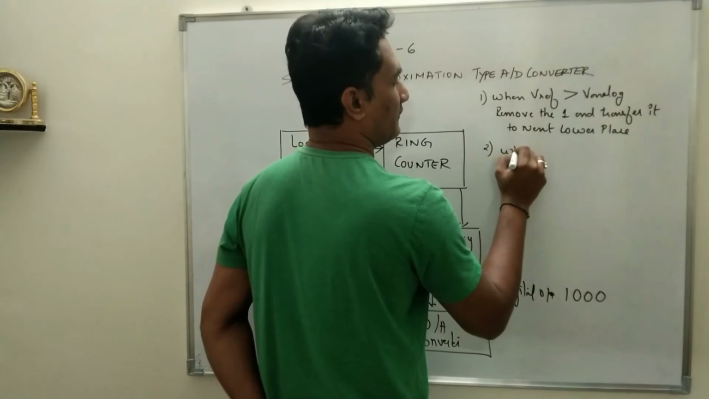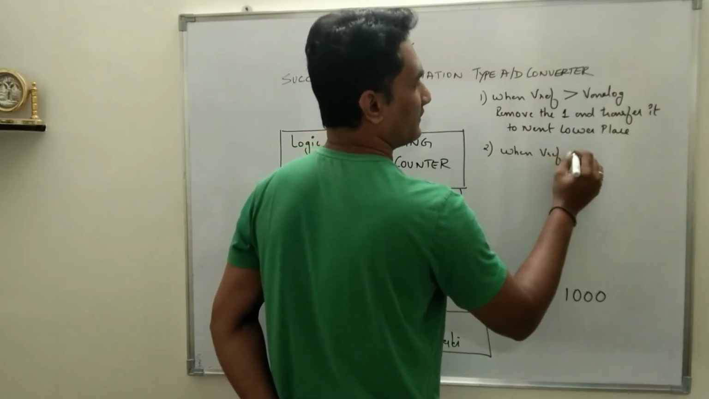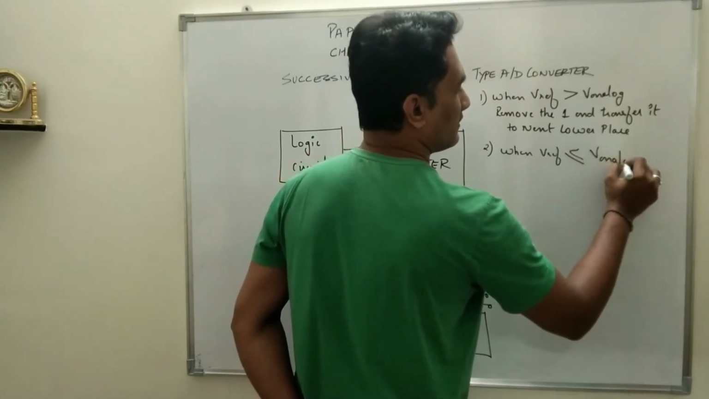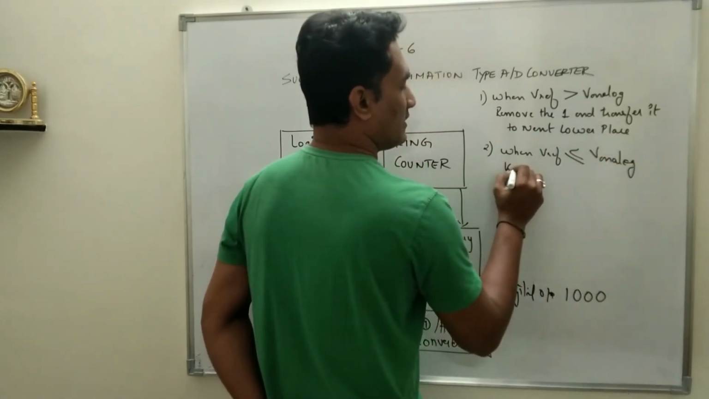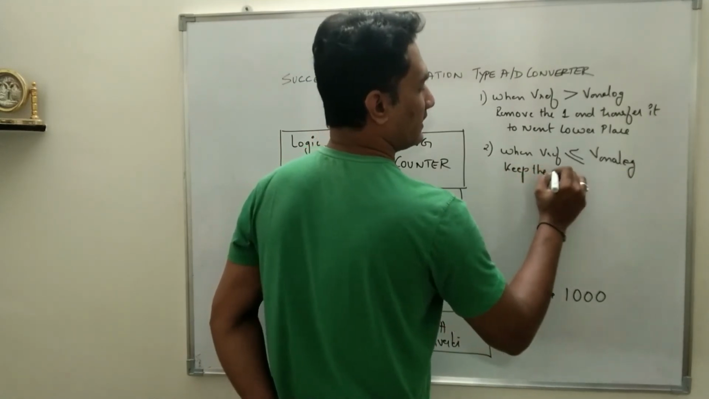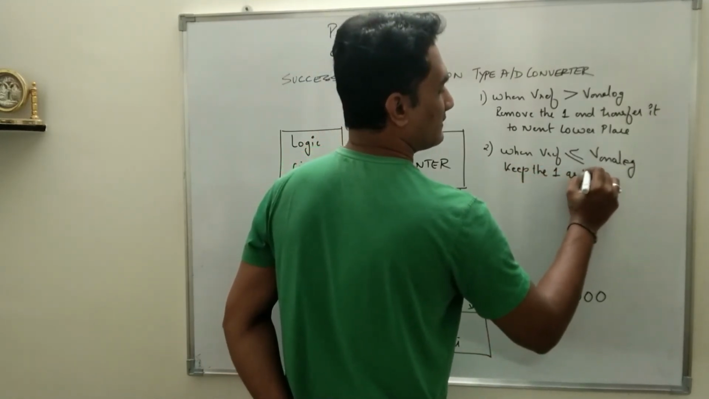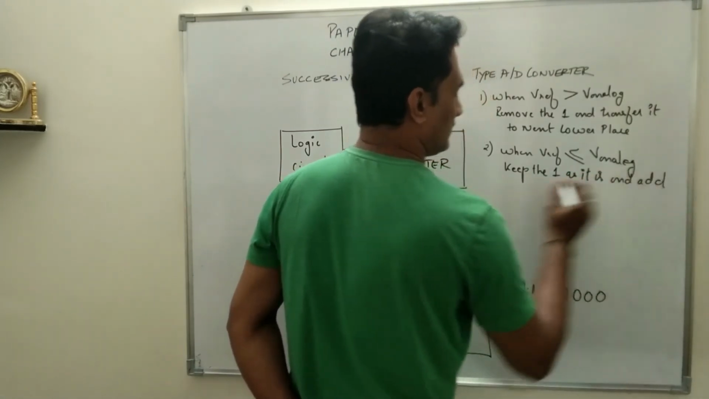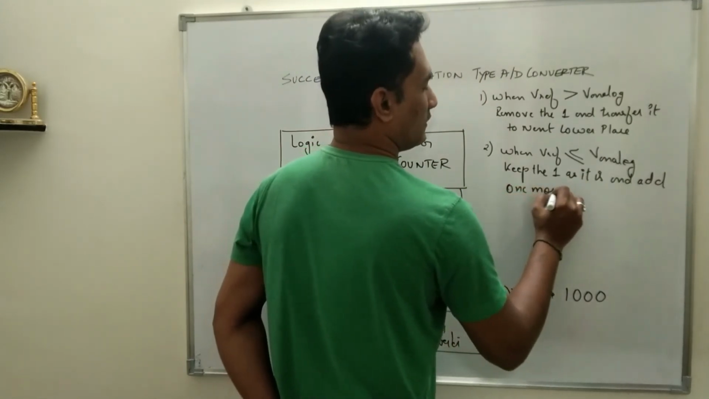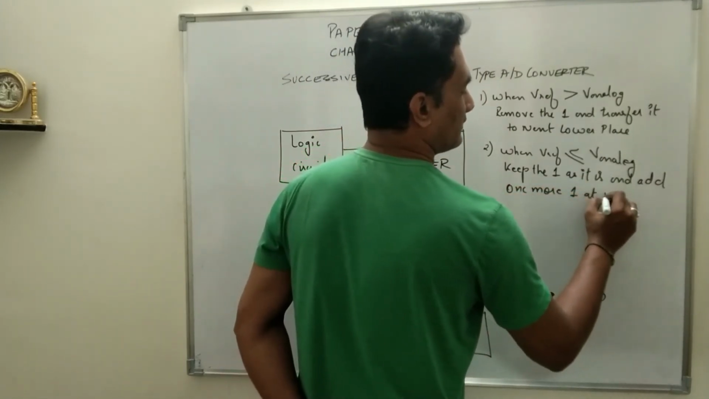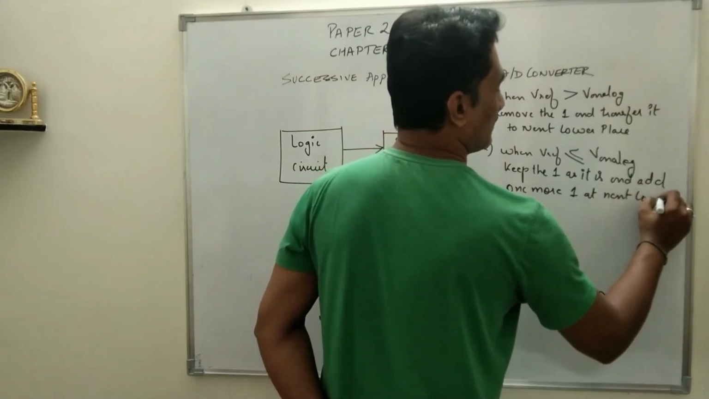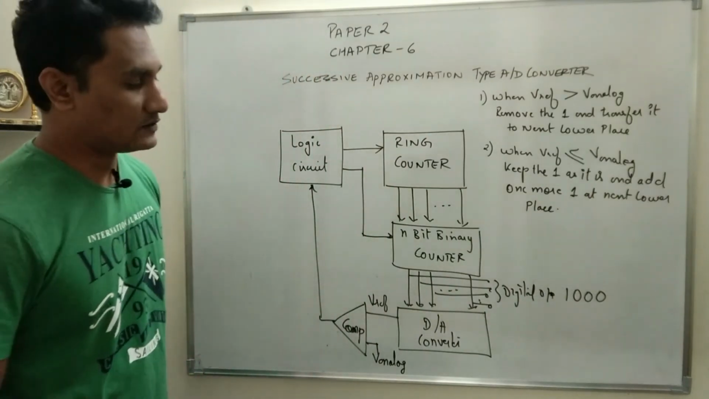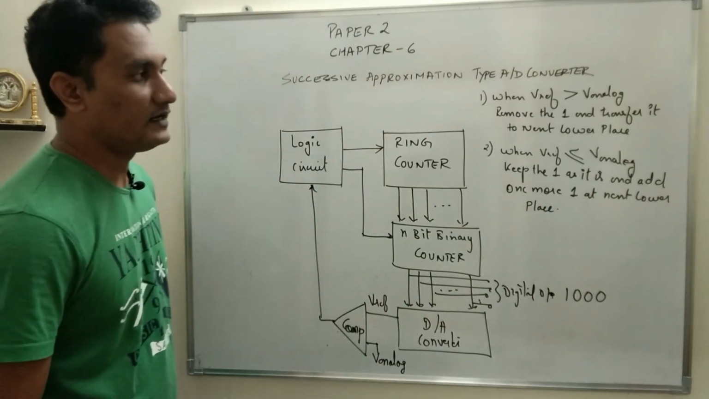And second, when V reference is less than or equal to V analog, keep the 1 as it is and add one more 1 at the next lower place. So these two conditions have to be verified every time.